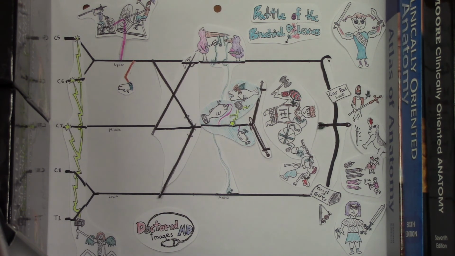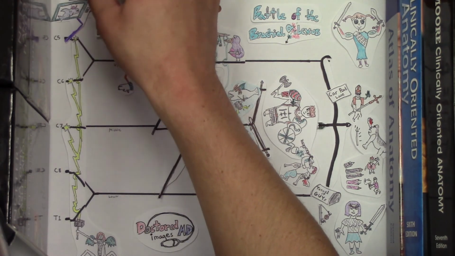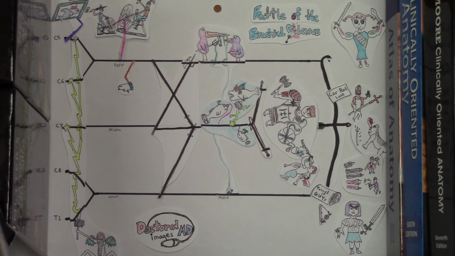Now back to the root of C5, giving off this nerve. The dorsal scapular nerve, seen here with the shark wearing a baseball cap. He doesn't want to fight, but just ride his rhombus-shaped elevator back down into the ocean. Muscular innervation to the levator scapulae and the rhomboids.